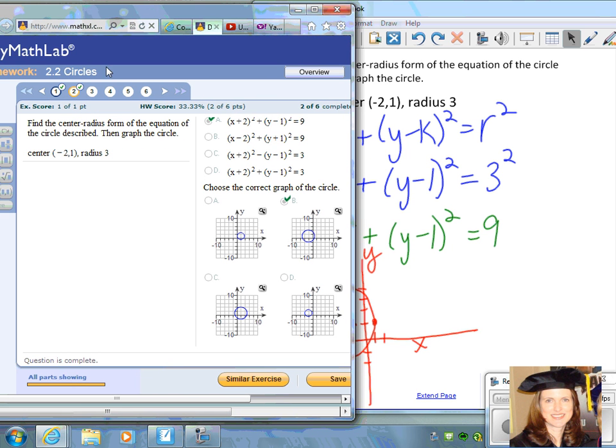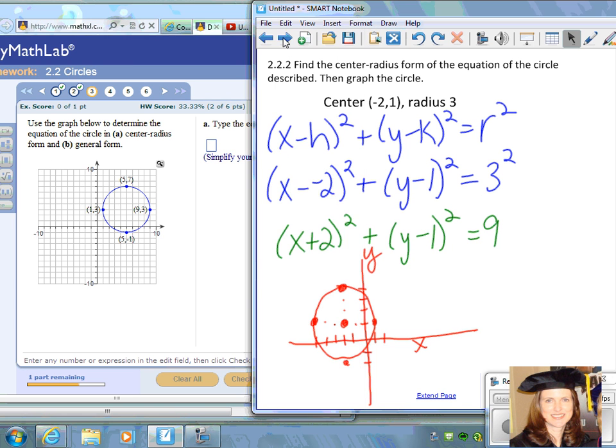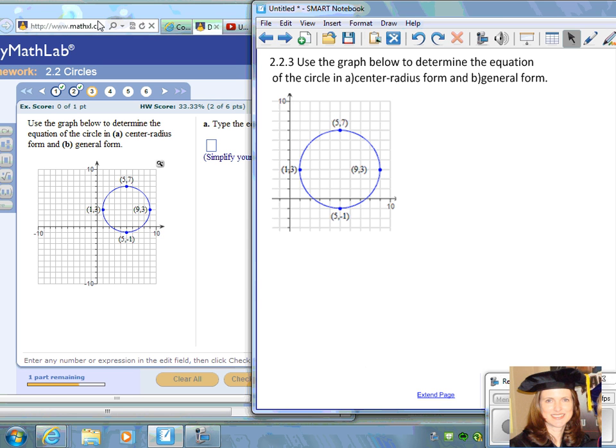Let's look at number 3. In this one, we're going to use the graph below to determine the equation of the circle in center radius form and in general form. So we need to locate the center, find the radius, and plug it into the center radius form, and then use algebra to write it in general form.